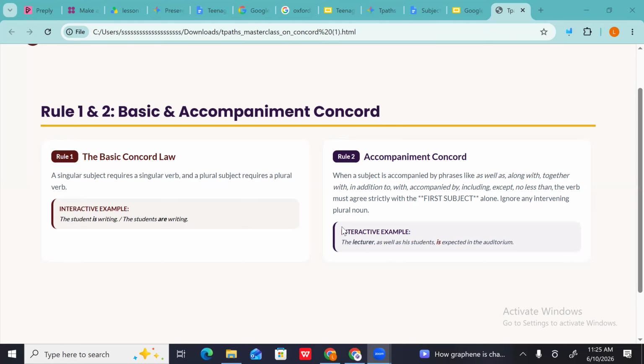Okay, let's look at this example. The rule here is that when a subject is accompanied by all these phrases that I mentioned earlier, the first subject would automatically determine what verb you would use. The first subject alone. Ignore the intervening plural nouns, just ignore them. Pay attention to the first subject to determine the state of the verb you're going to use.